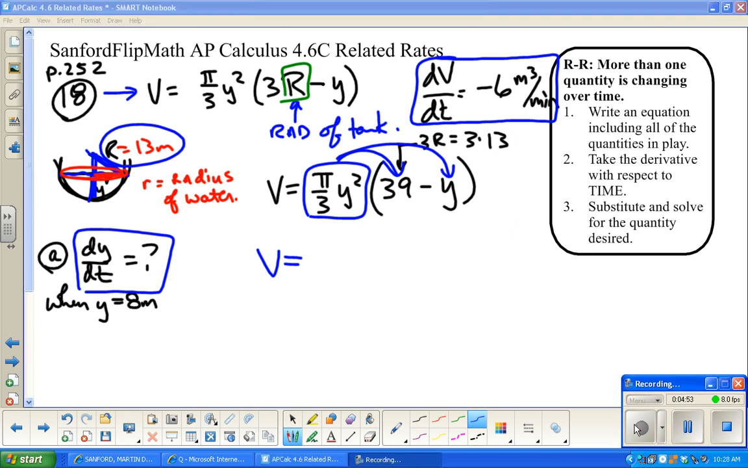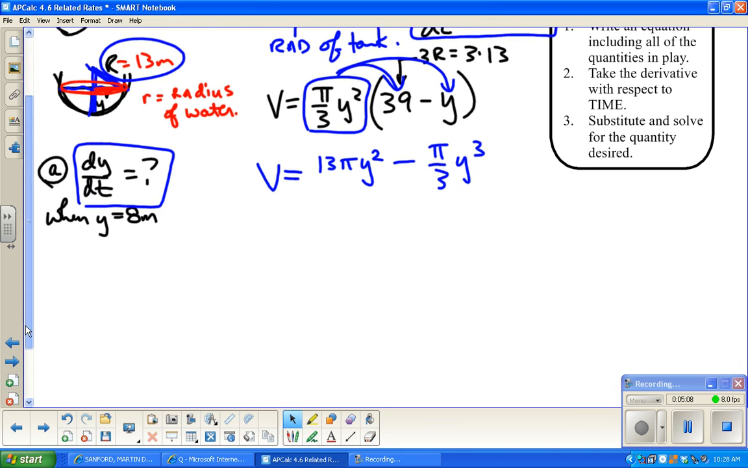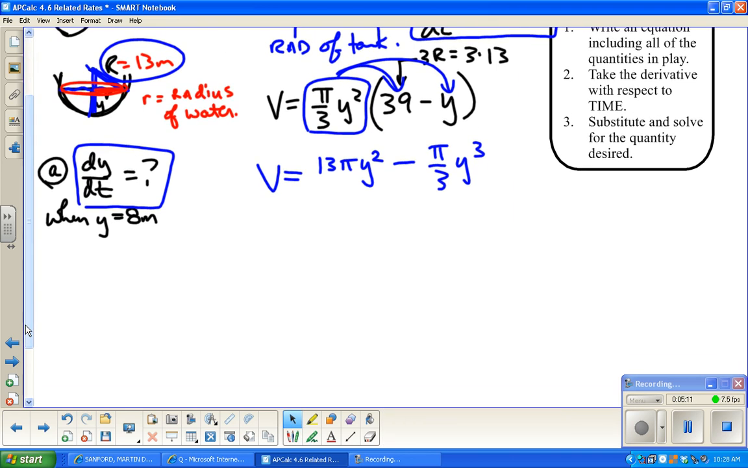Here we go. All right, so we're going to distribute. Now pi over 3 times 39 is going to be 13 pi, and then minus pi over 3 y cubed. And again, I'm just doing that because I think doing the derivative is easier with a couple separate terms.